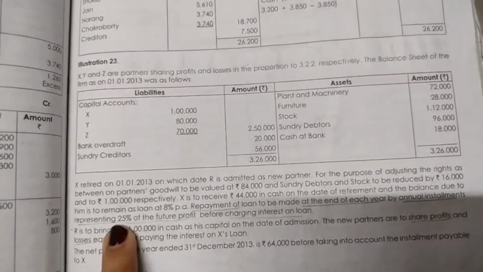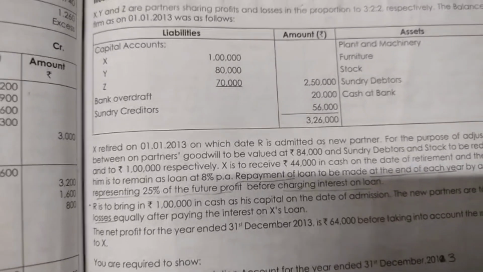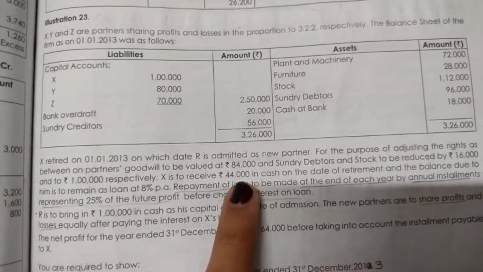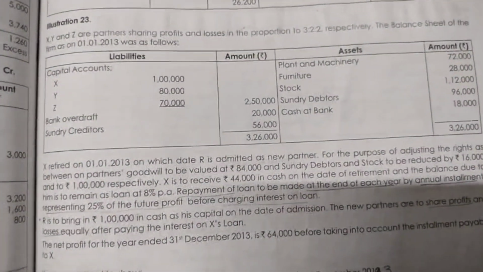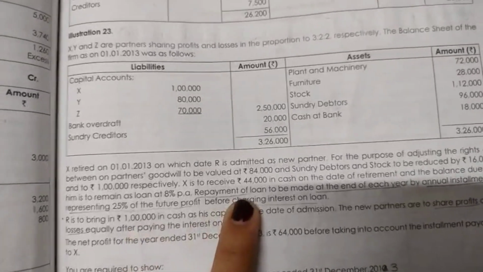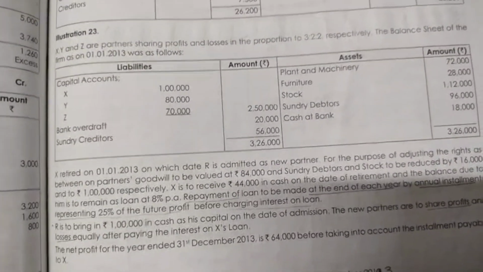representing 25% of the future profit before charging interest on loan. So I'll explain what it actually means, but there is still a confusion for me there. Let us read further. R is going to bring 1 lakh rupees as his capital, and they are not saying anything about the goodwill premium. They are saying nothing about goodwill premium.